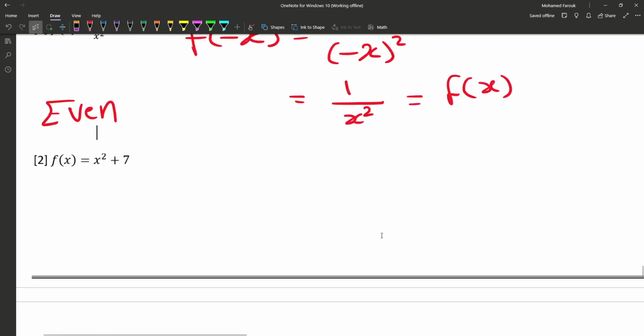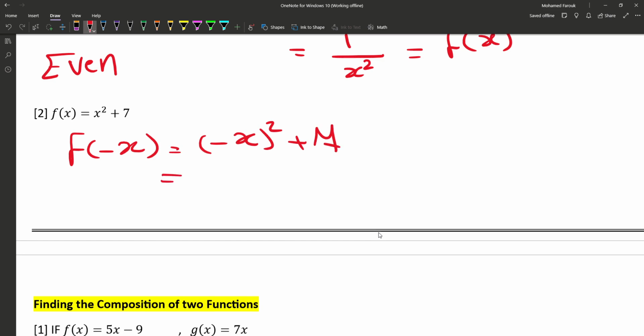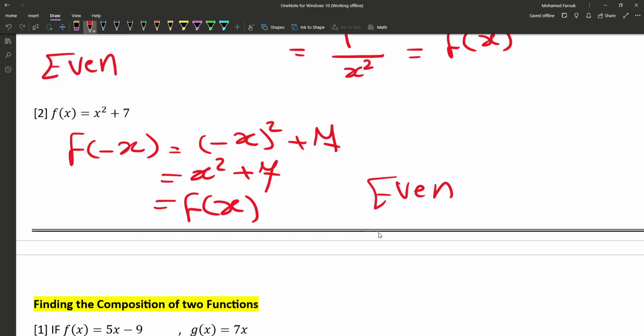Okay, next one, it is the same. Let's get f of -x. It will be (-x) squared plus 7, and one more time, square cancels the negative sign, so it will be x squared plus 7. We got back again to our original function, which is f of x. So this one also is even.